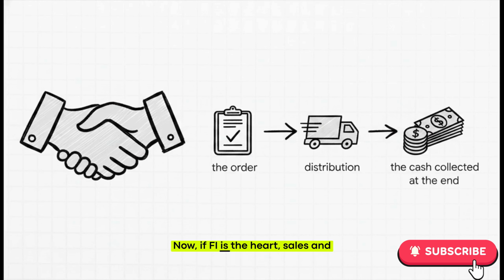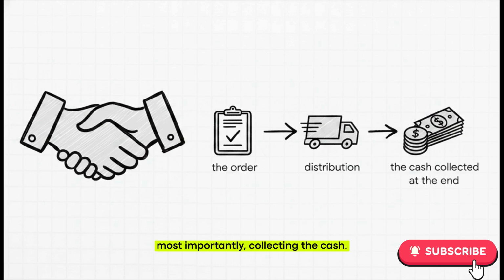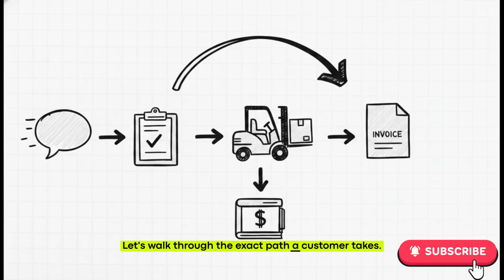Now, if FI is the heart, SD, Sales and Distribution, is the handshake with your customer. This module handles the absolutely critical order-to-cash business process. We're talking about managing everything from that very first customer inquiry and quote all the way through to delivering the final product and, most importantly, collecting the cash. Let's walk through the exact path a customer takes.